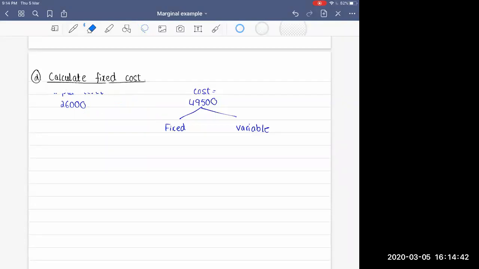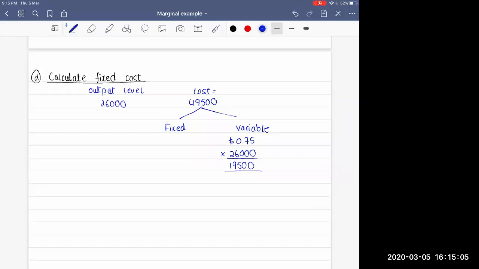तो क्या मैं अपनी टोटल वेरिएबल कॉस्ट कैलकुलेट कर सकता हूं? यस सर, 0.75 मल्टीप्लाई बाय 26,000 यूनिट्स. So what is my total variable cost? My total variable cost comes to 19,500.